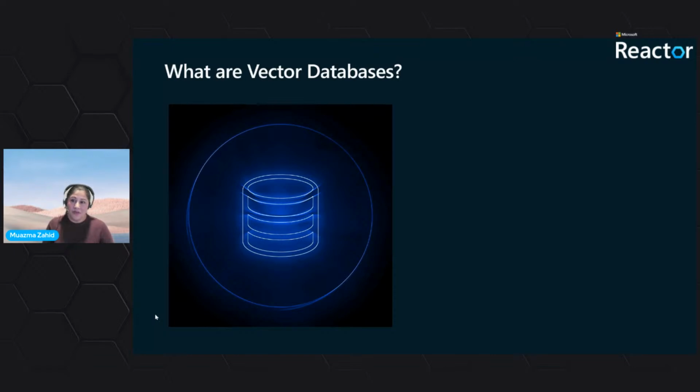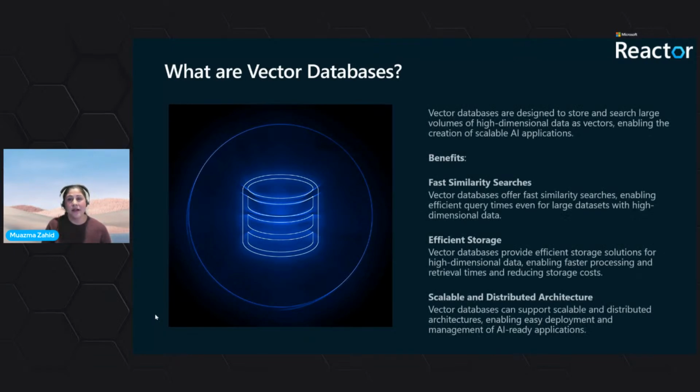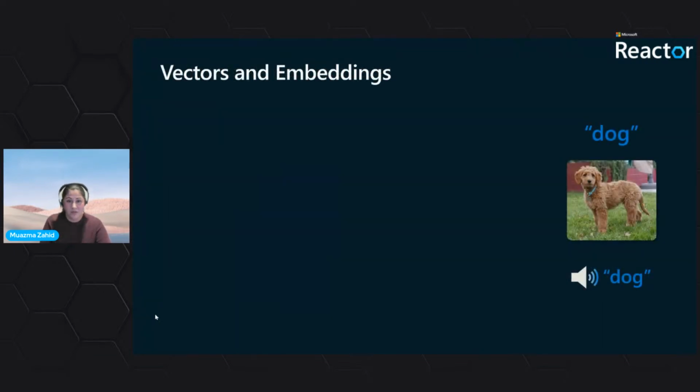Now, in terms of understanding how these vectors and embeddings work, anyone here in the chat can put in the chat, what do you think is an embedding? Let's imagine that you have a word dog, or you have a picture of a dog, or you have a sound of a dog, somebody saying the word dog. Now, these are the three ways you can represent the same data. Now, how do you actually store this data in a way that a model understands that this is a dog?